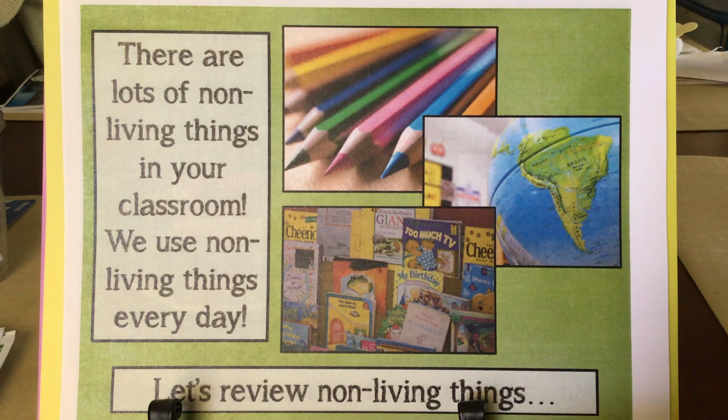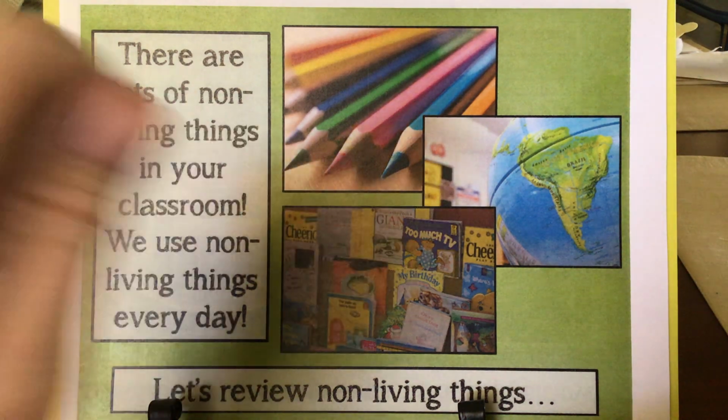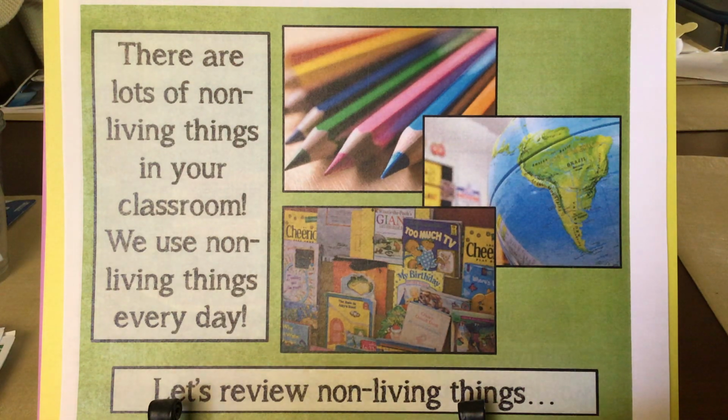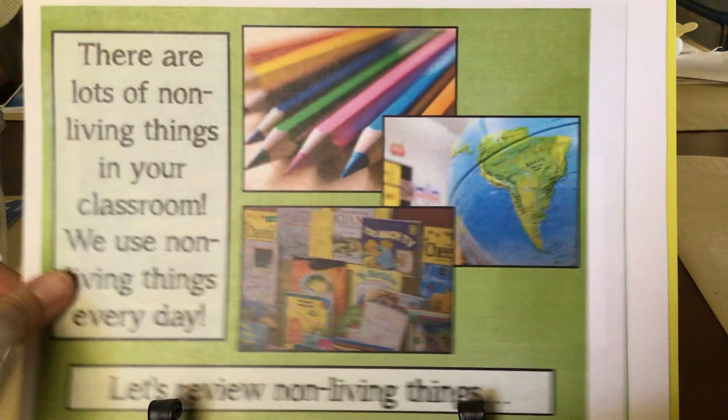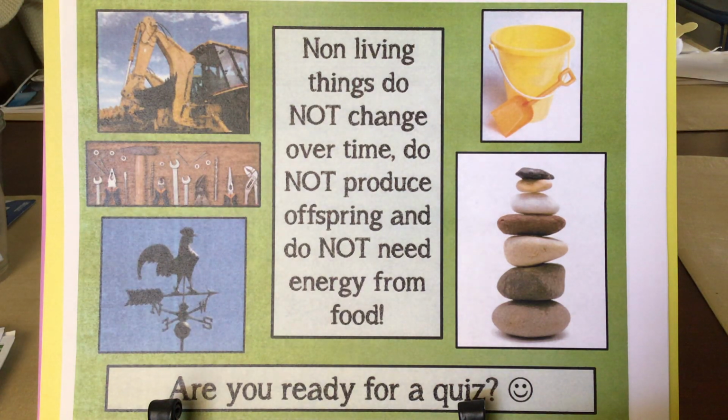We use non-living things every single day. In this picture you see we have colored pencils, we have a globe, and we have books. Those are all non-living things, but we use them all the time. So let's review non-living things. Non-living things do not change over time. They do not produce offspring and do not need energy from food.